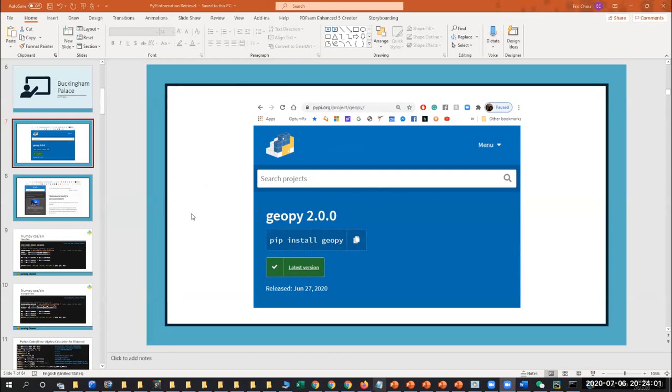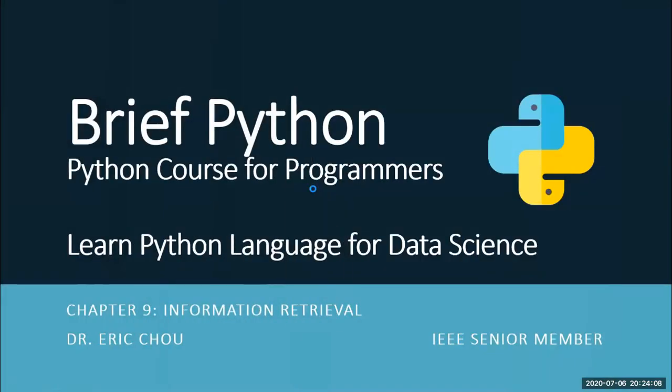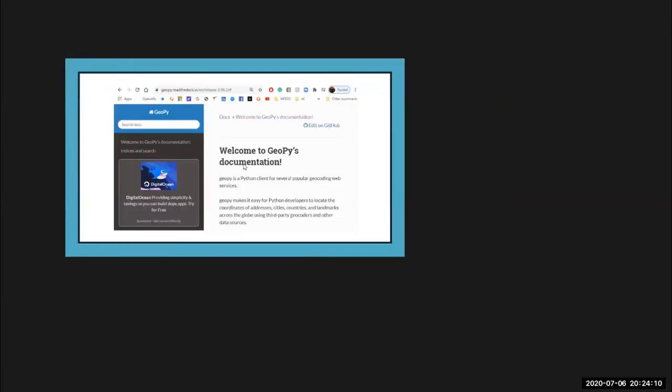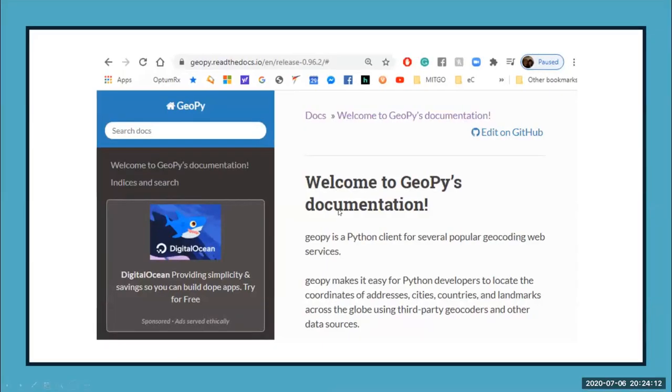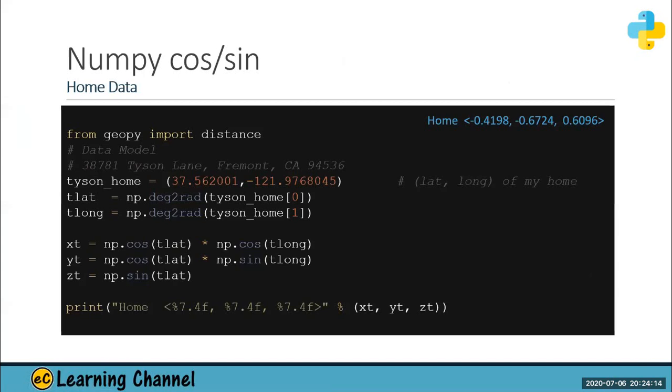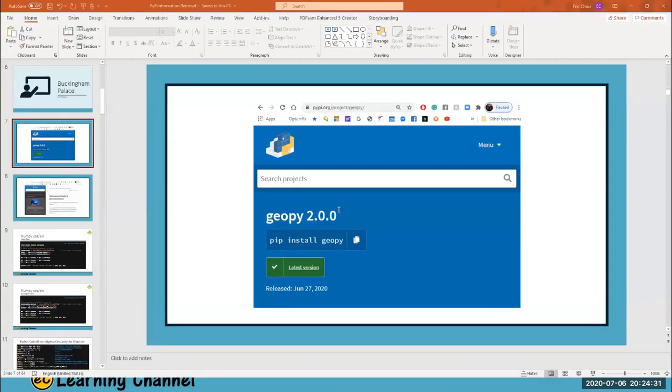So today we start to use this package, and we are using a very basic, simple one. The first thing is you go to here and get the document. Next, I'm going to do from GeoPy import distance. Distance is a function. And my home, Tyson home, would be this one address. So let's try this one.